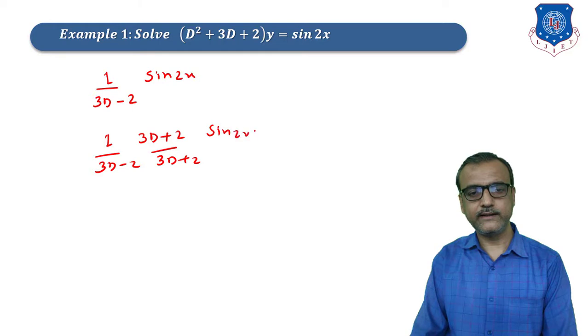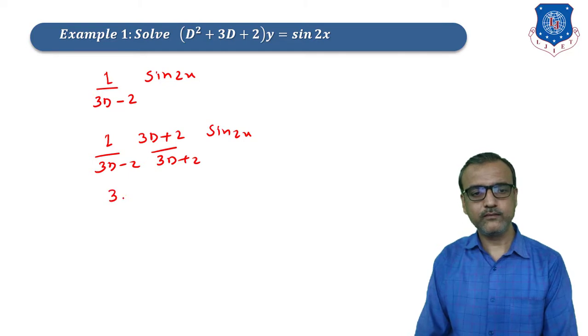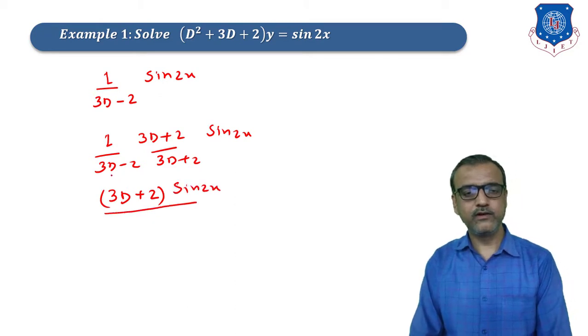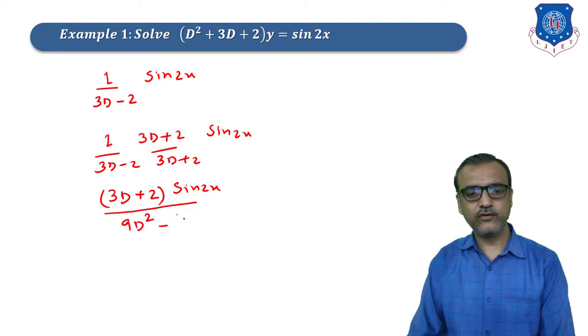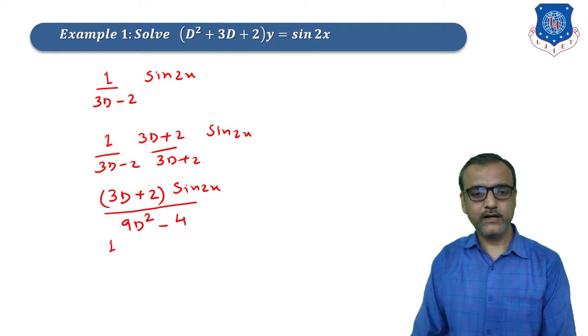So in the numerator we have 3D plus 2 sine 2x, and in the denominator we will apply the formula of a minus b into a plus b, that is 3D square minus 2 square. 3D square is 9D square and 2 square is 4. Now we will replace D square by minus 4. So here you will get 9 into minus 4, that is minus 36. Minus 36 minus 4, that is minus 40. So we have 1 over minus 40.